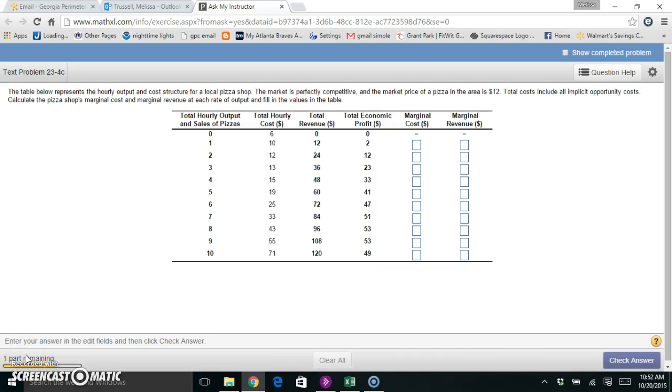Hi, this is text problem 23-4C, and we're given here a table with our total hourly output and sales of pizzas.